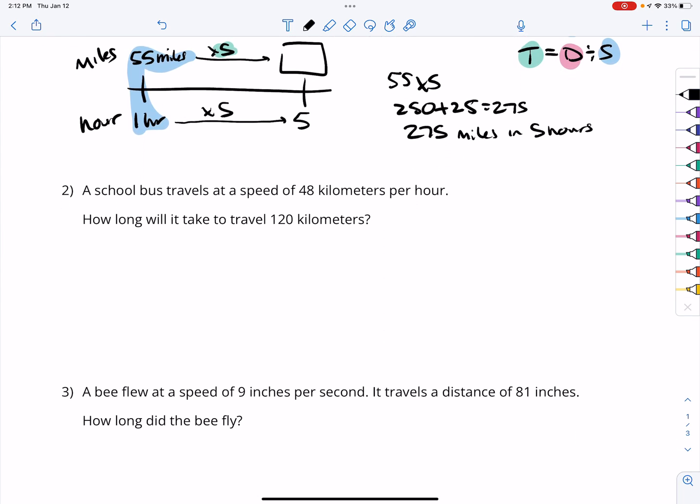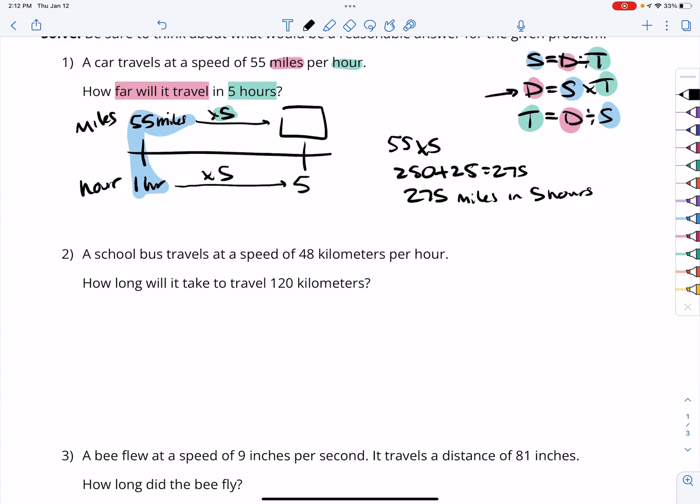So looking at question number 2, a school bus travels at a speed of 48 kilometers per hour. So they tell us our speed with our units of kilometers, which is distance, per hour's time. And how long will it take? So it's asking about time. How long will it take to travel 120 kilometers? So we know our speed and we know our distance.